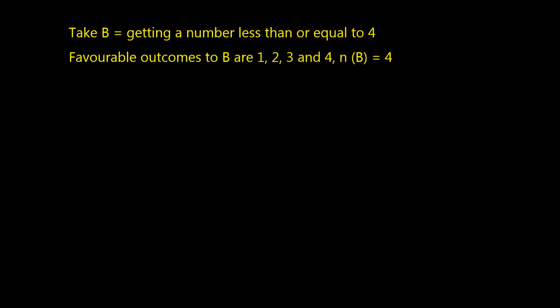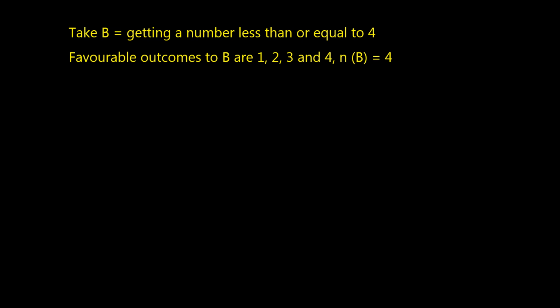Therefore, any number which satisfies the condition of B, the conditions for B are either less than 4 or equal to 4. Therefore, these 4 are satisfying the conditions of the event B. So, these 4 are favorable outcomes to B. The remaining outcomes 5 and 6. 5 is not less than 4 and not equal to 4 also. That's why it is not favorable to B. Coming to 6, 6 is not less than 4 and not equal to 4 also. That's why 6 is also not favorable to B. That's why favorable outcomes to B are 1, 2, 3, and 4.